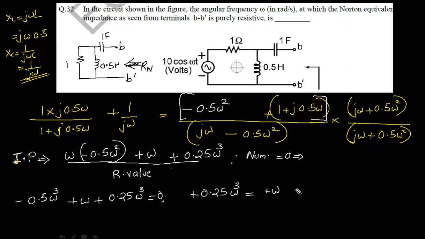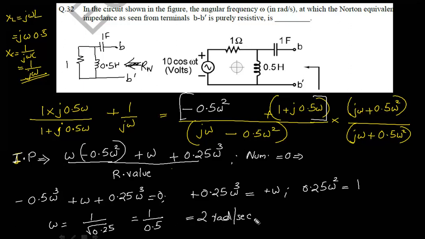Changing the sign, we can write 0.25 omega square equal to 1, right? Or omega equal to 1 by root of 0.25. That is 1 by 0.5. So omega equal to 2 radians per second. So the answer is 2 radians per second.